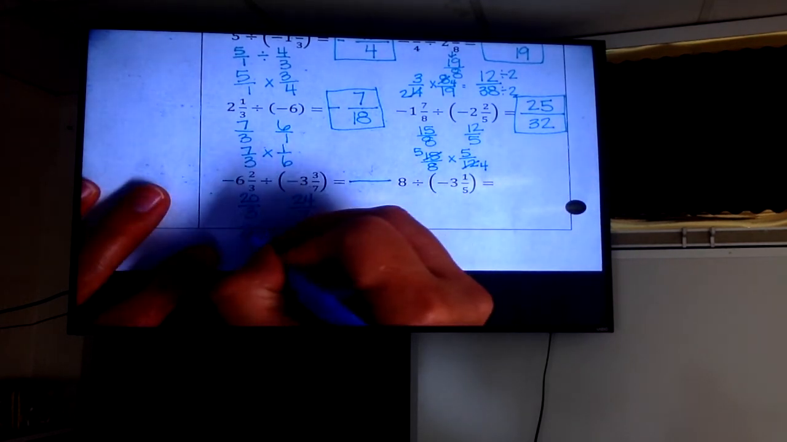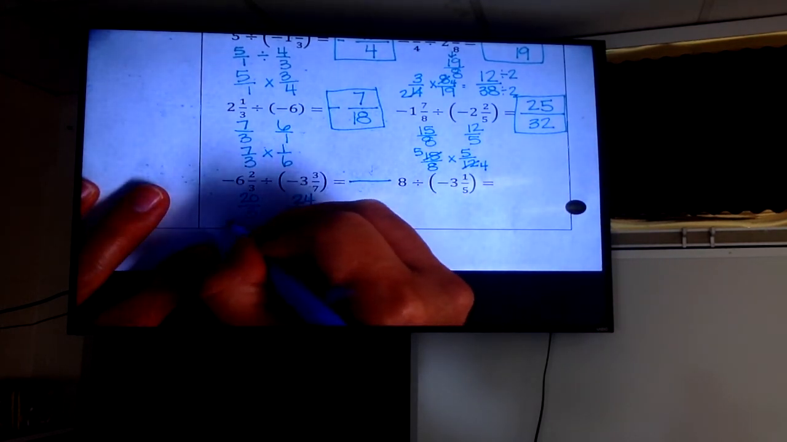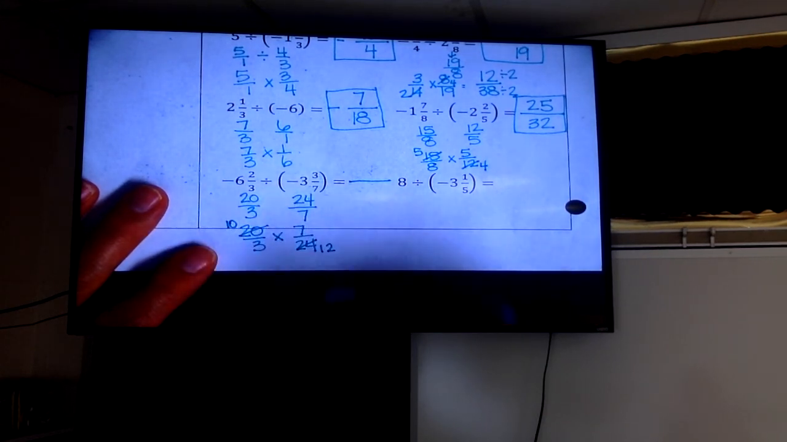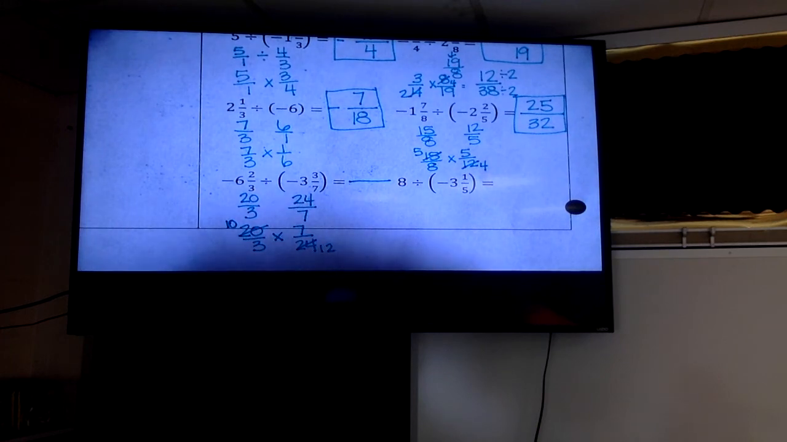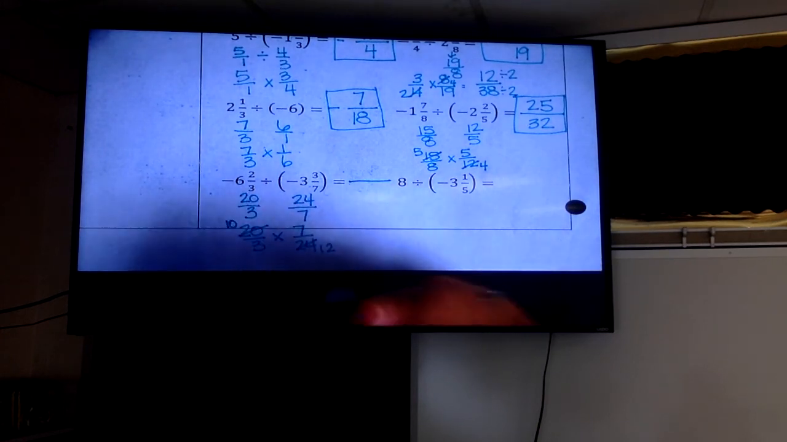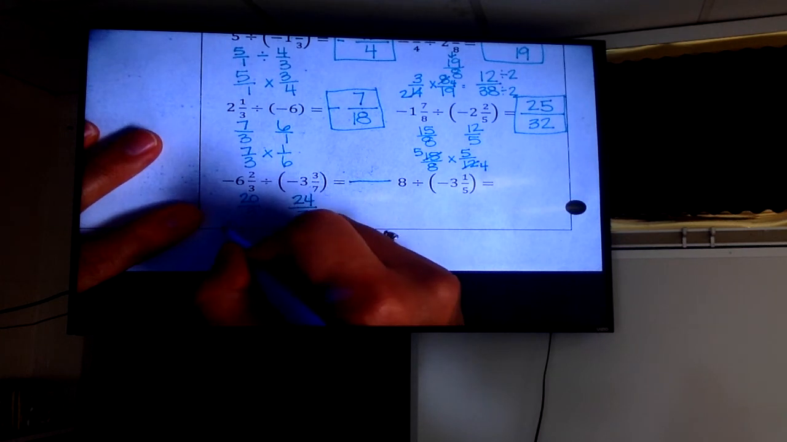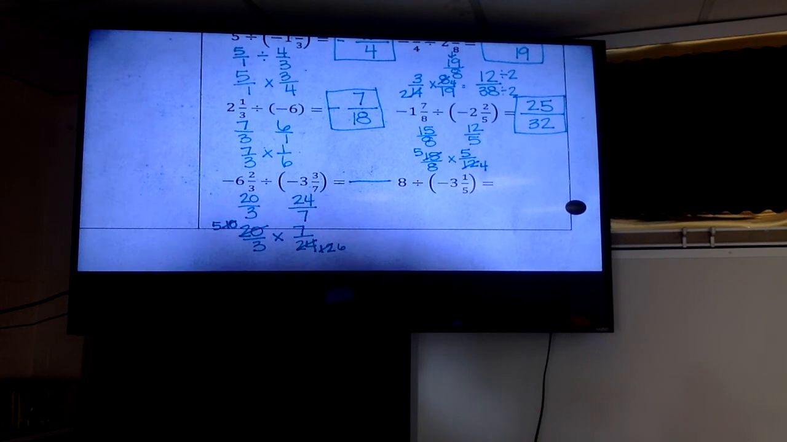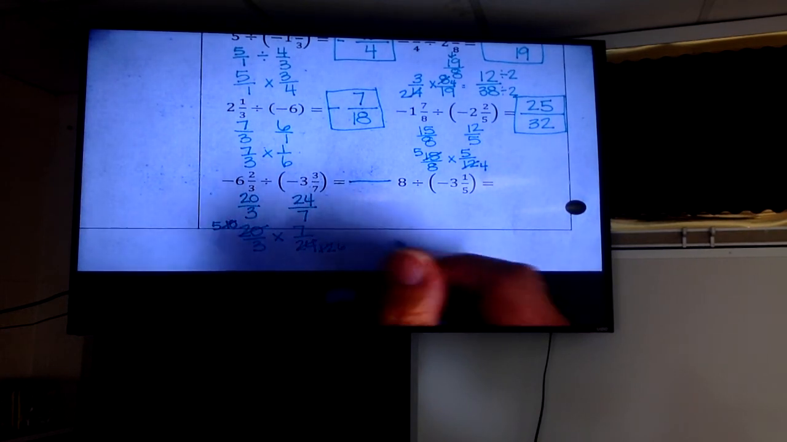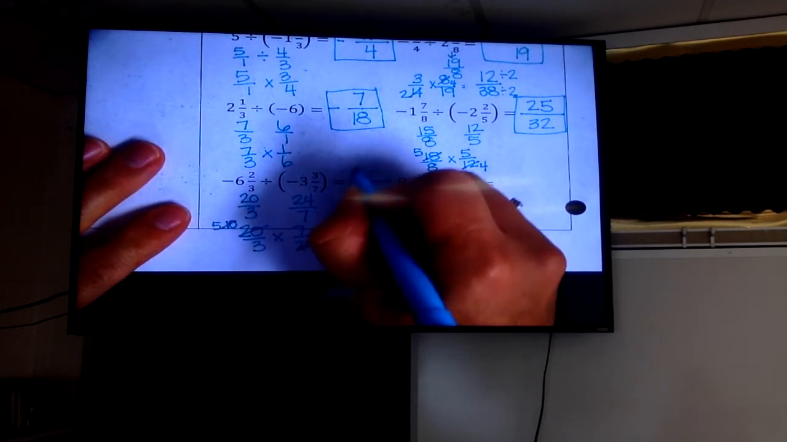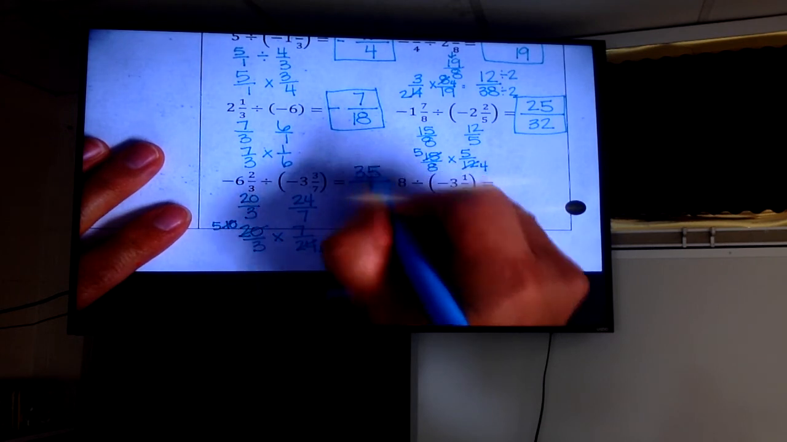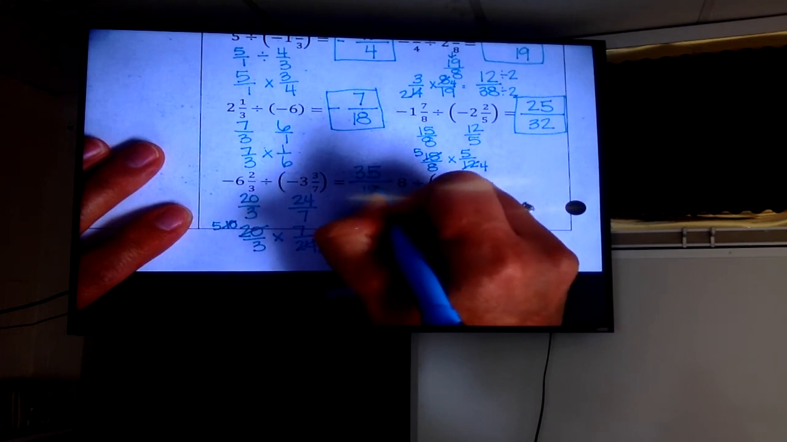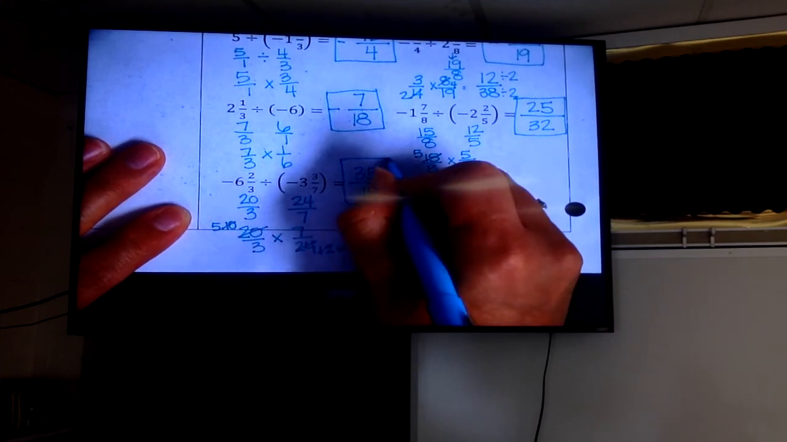Let's say I don't see the largest one right away, and I say, oh, they're both even, so I know 2. So 20 divided by 2 is 10, and 24 divided by 2 is 12. I can still do it again. I see I could do 2 again. So 10 divided by 2 is 5, and 12 divided by 2 is 6. You can do it as many times as you need to. So on the top, I have 5 times 7, which is 35. And on the bottom, I have 3 times 6, which is 18. So my answer is 35/18.